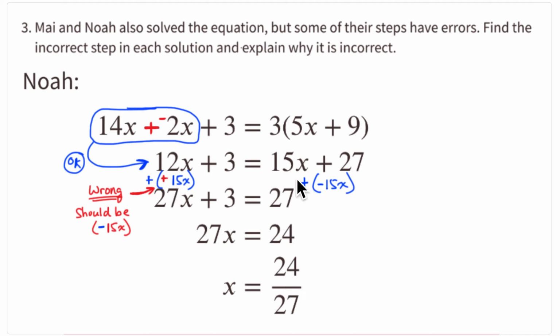You have to do the same thing to both sides. Remember, you have to keep them balanced. So if he's going to add a negative 15x to this side, he has to add a negative 15x to this side. So it should be a negative 15x. If he had done that, this would be a negative 3x. And if you work down on this side, you get a negative 3x equals 24, which is what the other two students got.